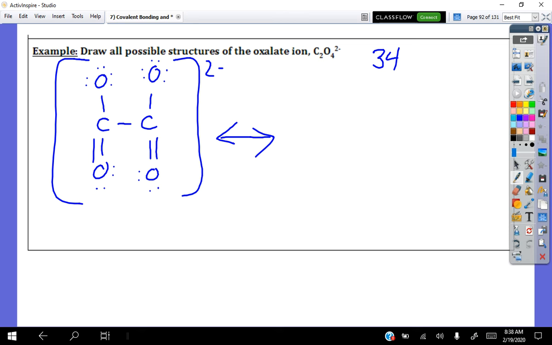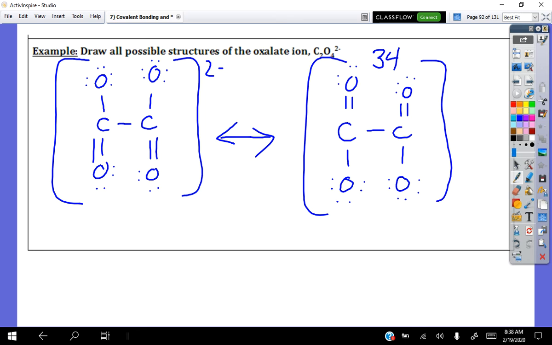I did not have to take the electrons on the bottom oxygens to make my double bond. I could have taken them from the top. So a different structure I could have drawn would have been this one. This is also a valid Lewis structure. I could have even drawn a third one if I wanted to, where the double bond is up top on one of them, but down below on the other.